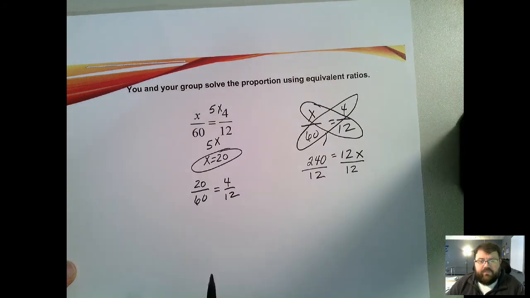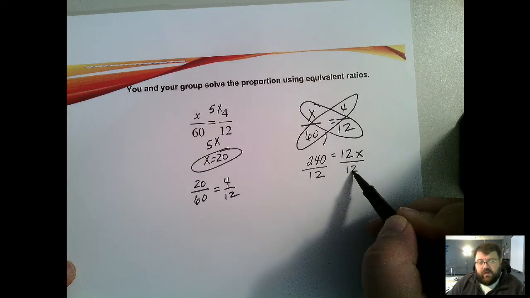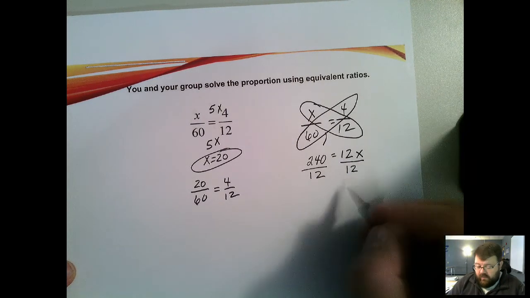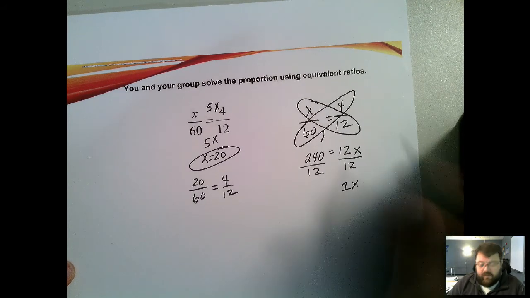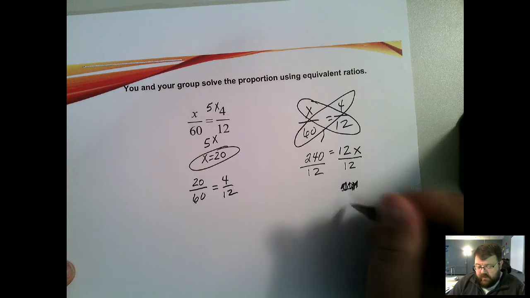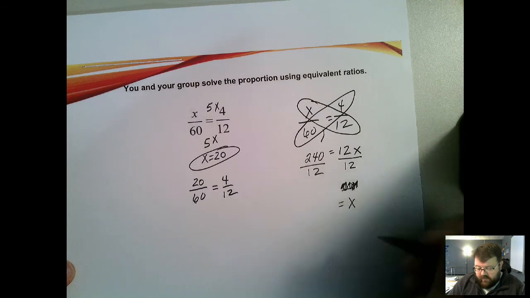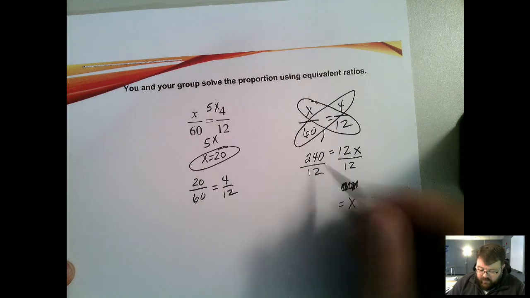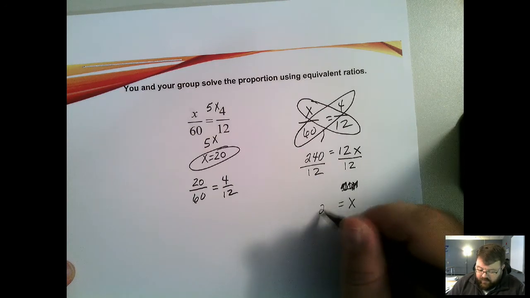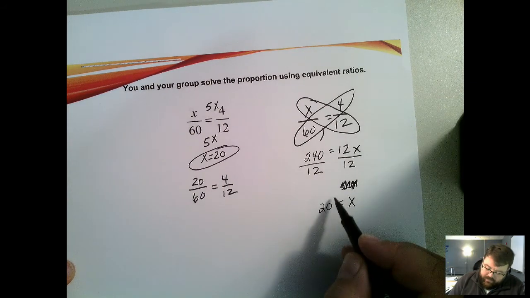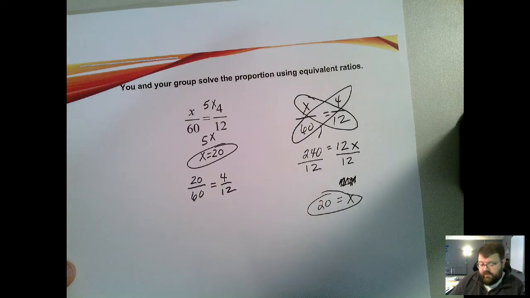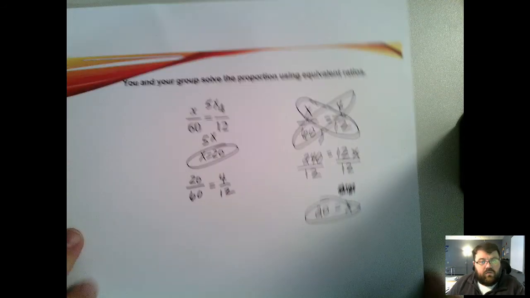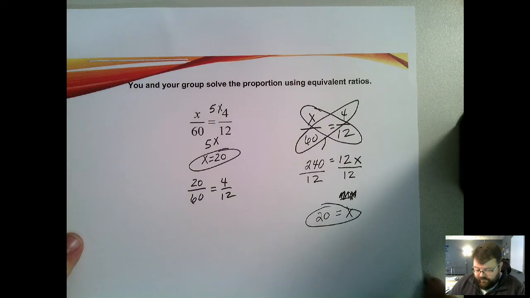12 divided by 12 is 1, and we don't write 1x. Okay, you won't see it written this way. It's simply written x is equal to, that would be 20. Okay, got the same answer. Doesn't matter which way you chose to answer it.